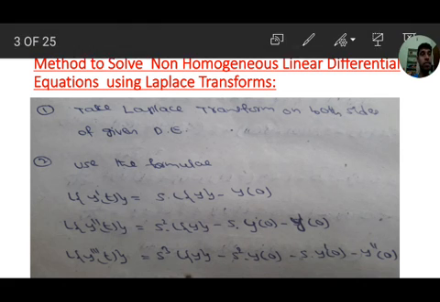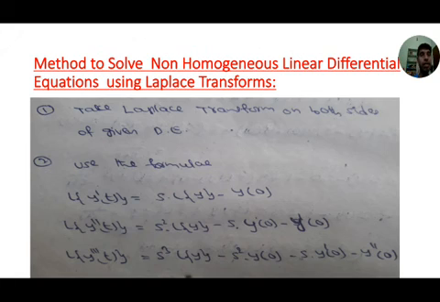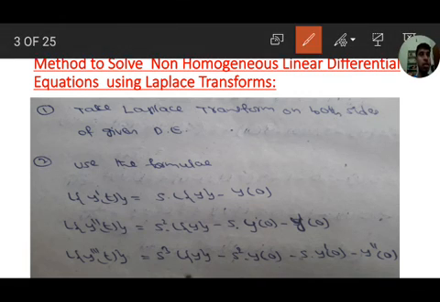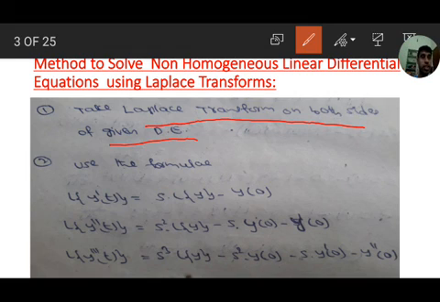So first we will see the method to solve non-homogeneous linear differential equations using Laplace transform. The method is the same whether it is homogeneous or non-homogeneous. We have 5 steps. Take Laplace transform on both sides of a given differential equation, that is the first step. Then use the Laplace transform formula and derivatives formula.